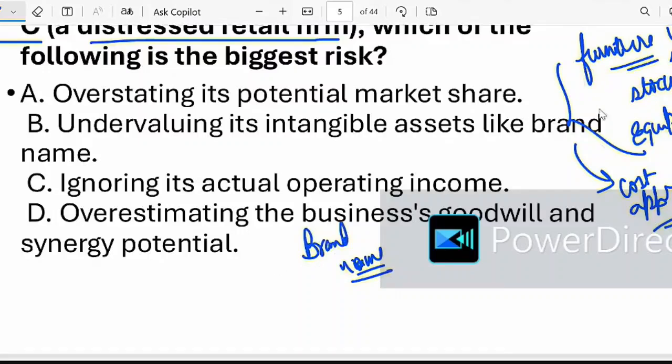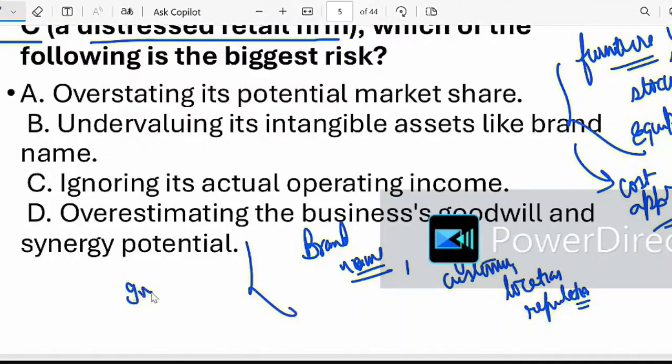So these are tangible assets which we can touch. But this brand name, loyal customers, or even the shop location reputation, right? All these things are intangible. These cannot be touched. These intangible assets still have value, especially in a distressed sale, or if another company wants to buy the brand, right?